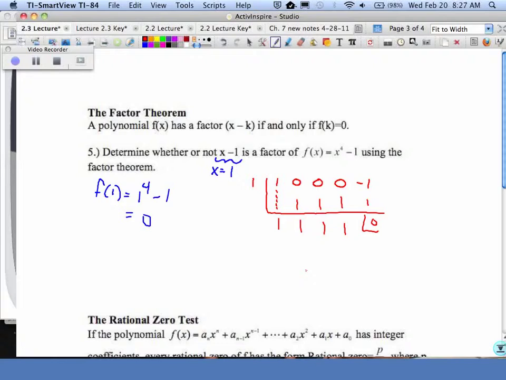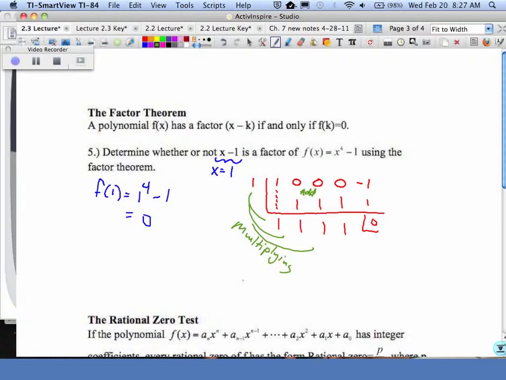Here, we're always adding these numbers together, add them there, and then out here, we're multiplying. So the outside numbers are always getting multiplied, the inside numbers always get added.